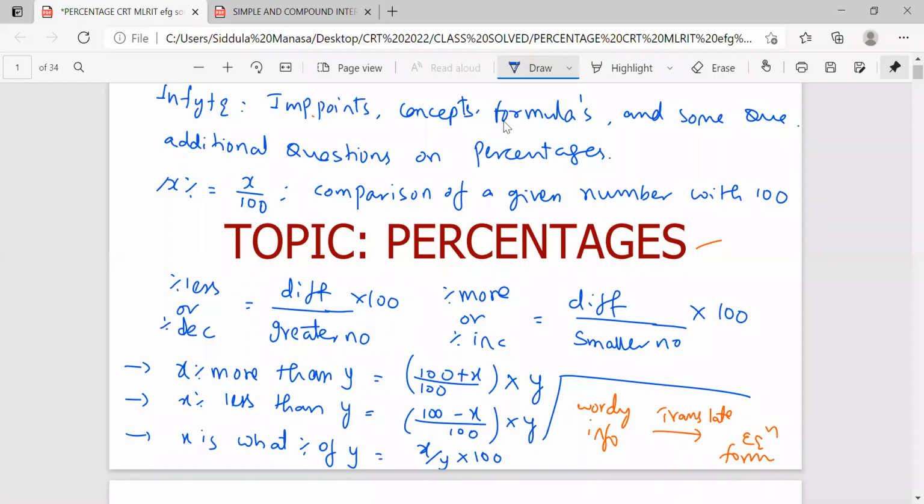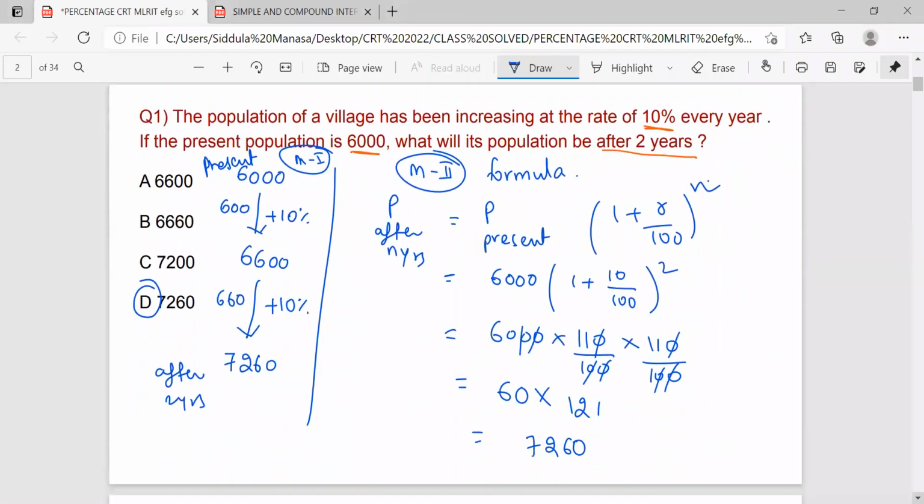You can see these three kinds of simple translations. X percentage more than Y, we can write as (100 plus X) by 100 into Y. X percentage less than Y, we can write as (100 minus X) by 100 into Y. And X is what percentage of Y? Here you are comparing X with Y, so we can write X by Y into 100. So what information you are translating into what equation form. These are the slides we discussed in the previous class.